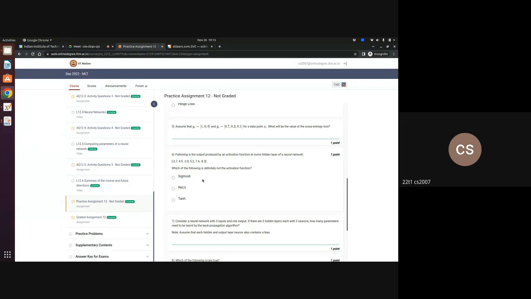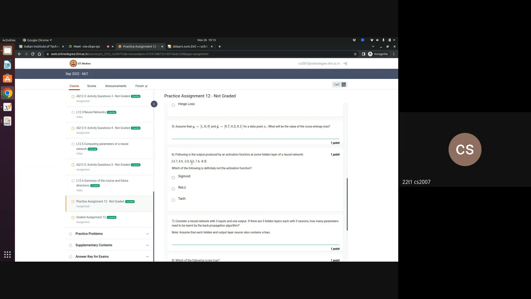Okay, I think I need to fix this question. I'll see that in a while. Can this kind of output be produced by something like tanh? No, right? Because tanh produces values between -1 and +1, and these values are outside that range.